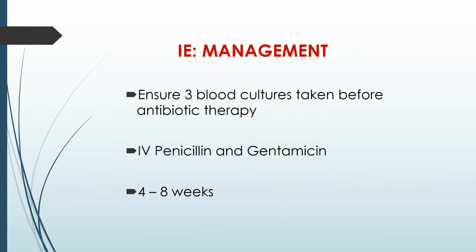Now I will talk on management of infective endocarditis. Taking 3 separate blood cultures from different peripheral sites within 24 hours is recommended before commencement of antibiotic therapy. The empirical antibiotic of choice is combination of intravenous penicillin and gentamicin. Prolonged parenteral therapy is the only way to achieve bactericidal serum levels to kill all the bacteria present in a vegetation of endocarditis. Treatment duration generally ranges from 4 to 8 weeks.